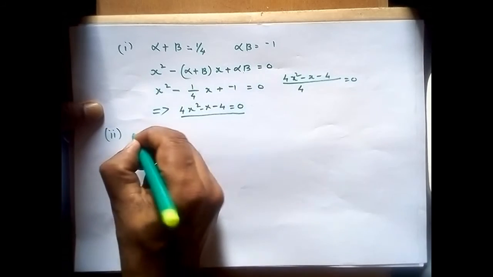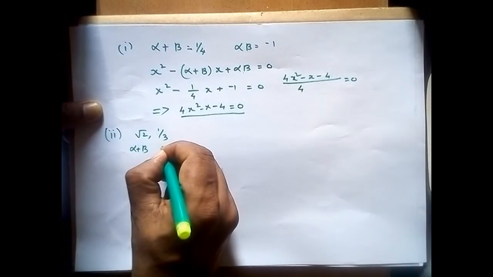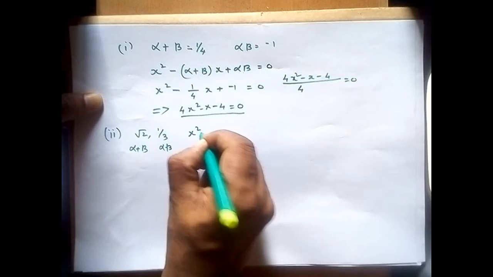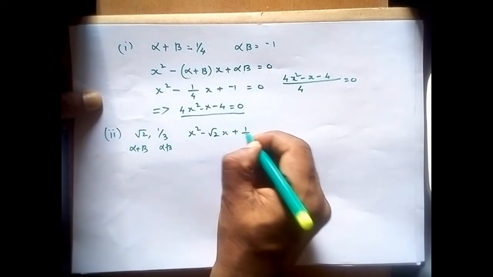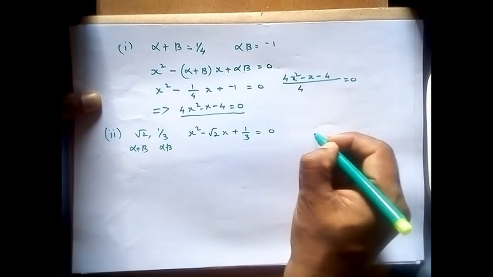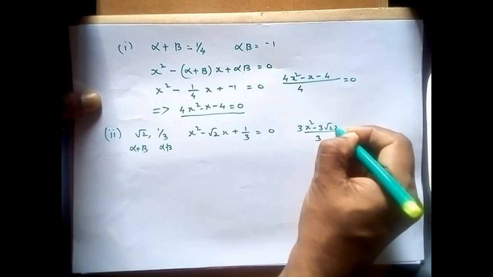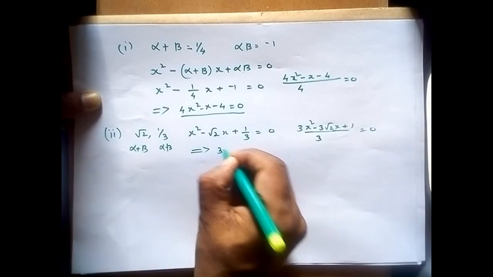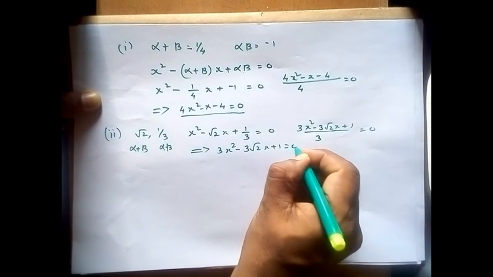root 2 and 1 by 3. So this is alpha plus beta, this is alpha beta. So x square minus alpha plus beta, that is root 2 x, plus alpha beta 1 by 3 equal to 0. Take 3 as common. So 3x square minus 3 root 2x plus 1 equal to 0, means the equation is 3x square minus 3 root 2x plus 1 equal to 0.